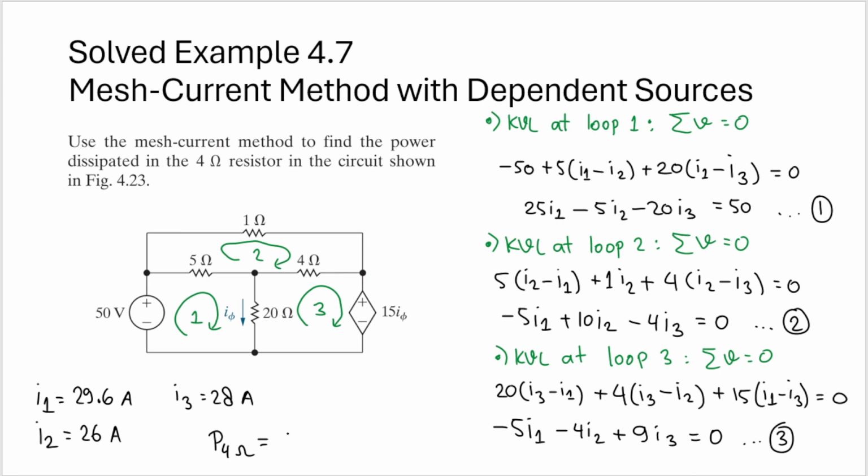We can calculate the power in the 4 ohm resistor. That will be I squared multiplied by R. And what is I? I here is I3 minus I2. So I will have 28 minus 26, and then squared, multiplied by 4. So I'll have 2 squared, which is 4, and 4 multiplied by 4 will be 16 watts. And I think that is the answer for this question.